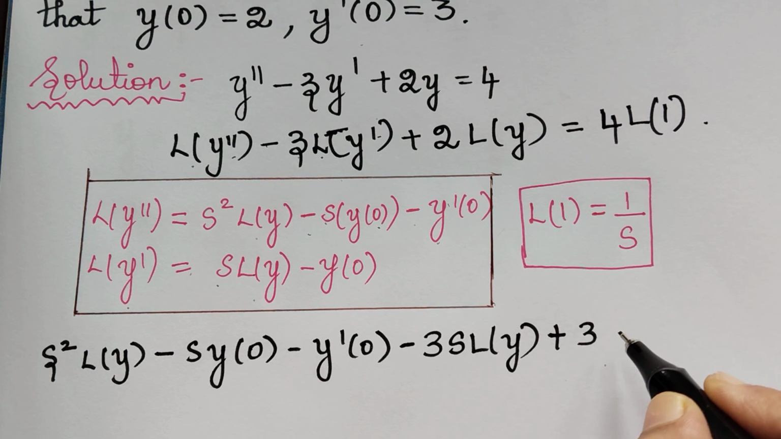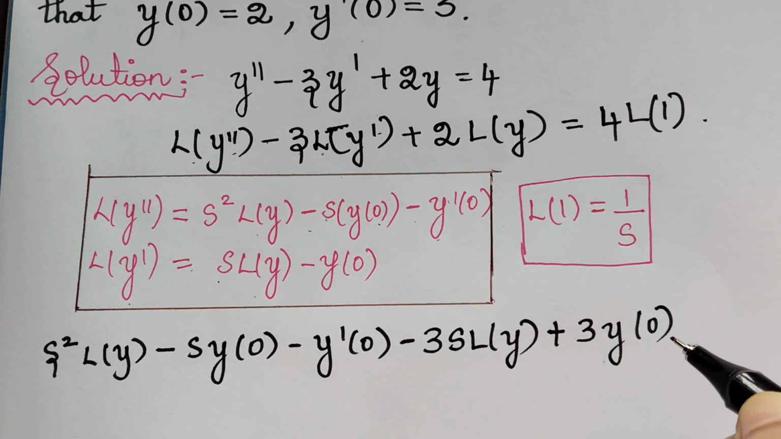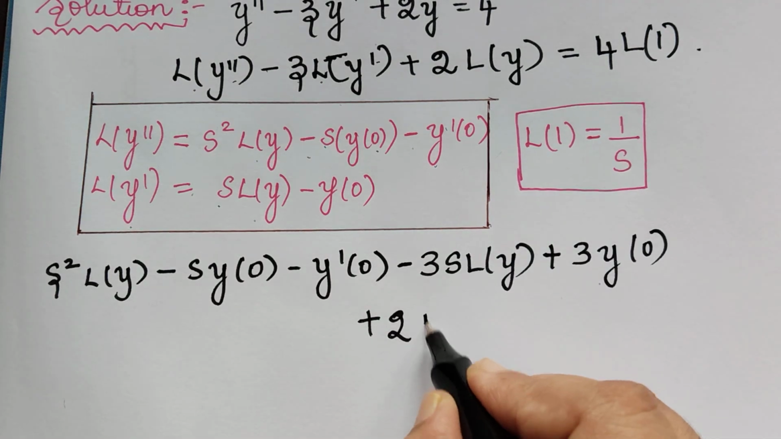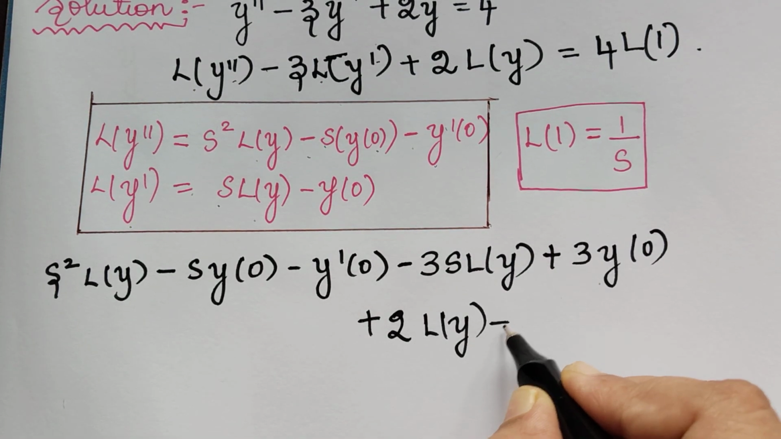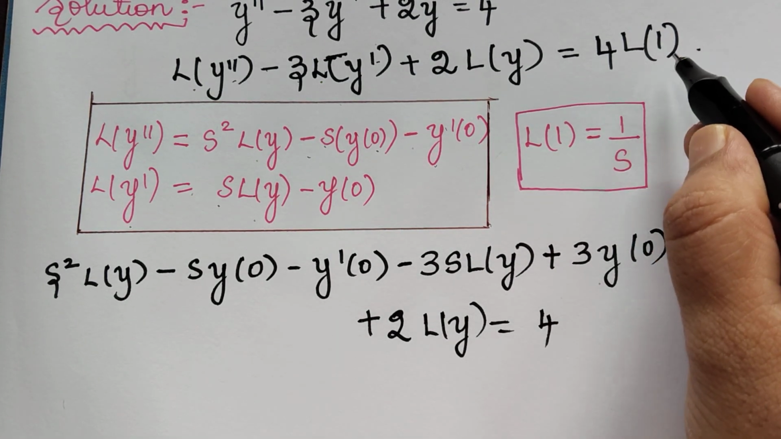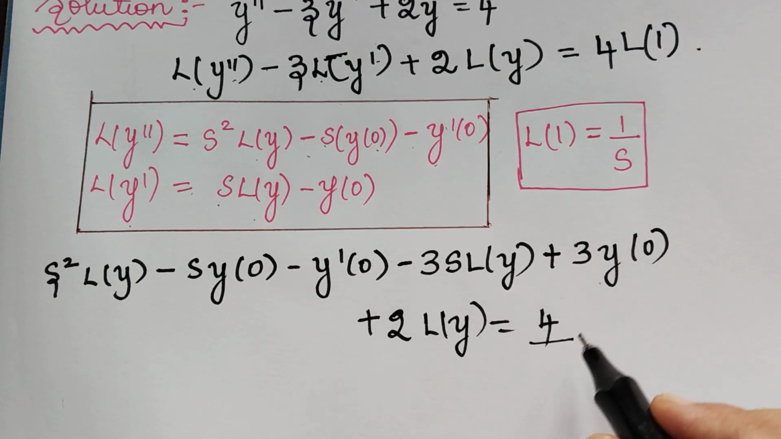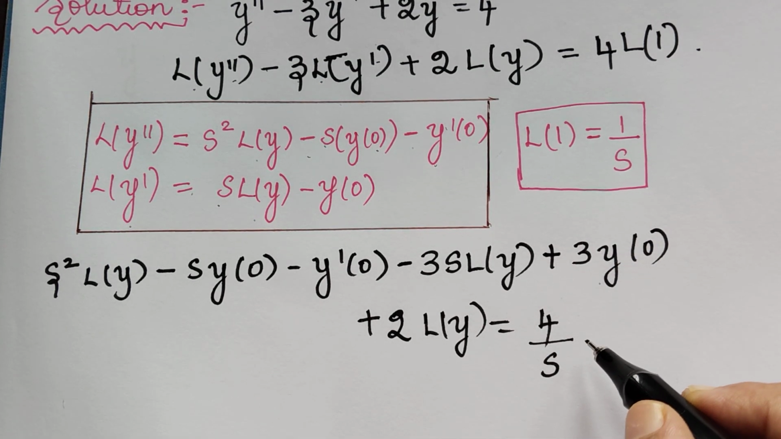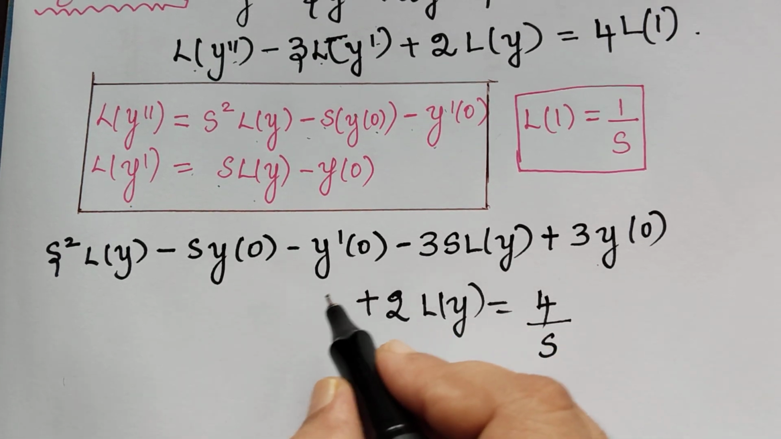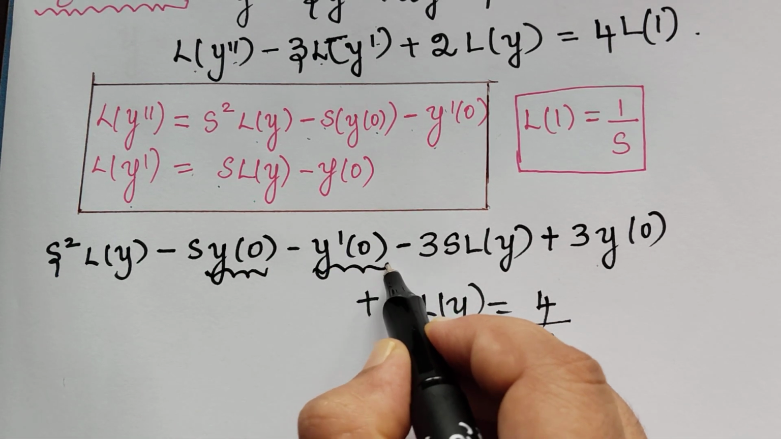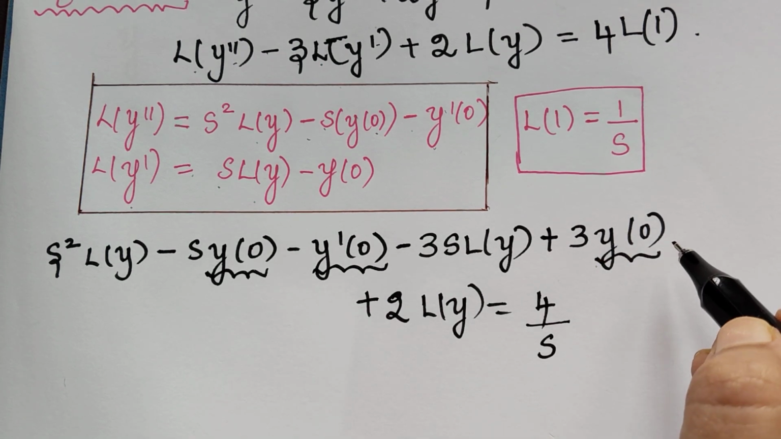Plus 3 multiplied with y of 0, and then plus 2 multiplied with L of y, is equal to 4 multiplied with L of 1. L of 1 is equal to 1 by s. So substituting that, we get 4 by s on the right. Now we shall substitute the initial conditions, that is, we will substitute the values of y of 0 and y dash of 0 in these three places.